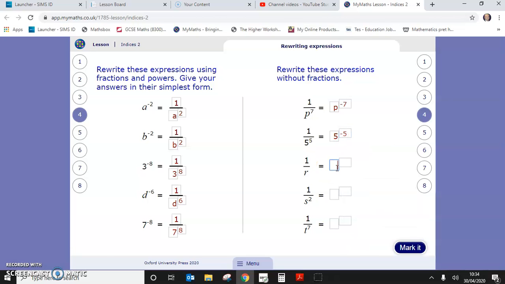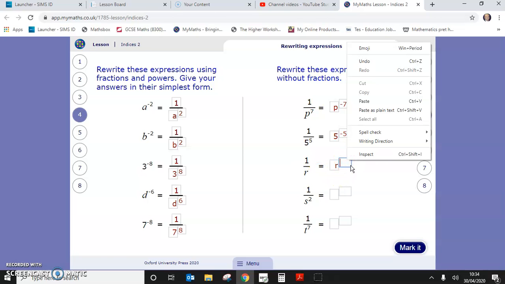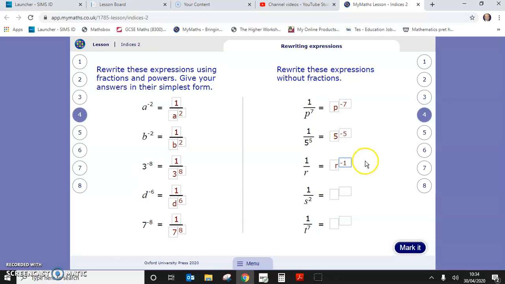R is my base number. Now 1 over R means the base number to the -1. I've only got 1 of them, so it would normally be a power of 1 there, but obviously from the last video we don't write the power, so R to the -1. S to the -2, and finally T to the -7.